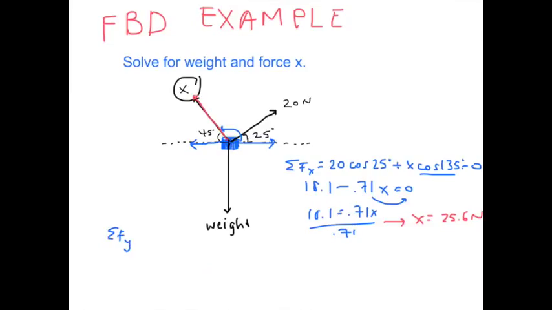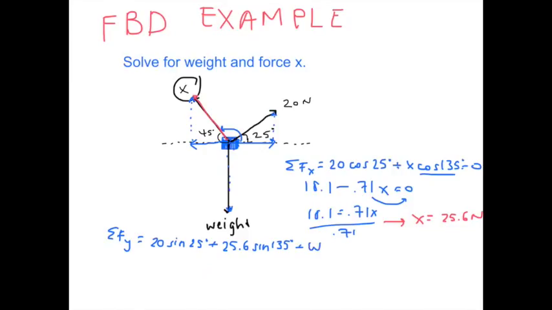Sum of the forces in the y direction. Alright, we know that all three of the forces have y components because we can see that each vector points away from the x-axis a certain amount in the vertical direction. So let's look at the angles they form. We have this first force, 20 times sine 25 degrees. That'll give us the y component. For the second force, we just solved for x. It's 25.6. We have 25.6 sine of 135. That's the angle the force forms.